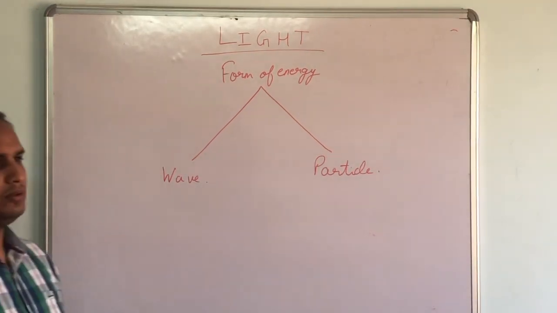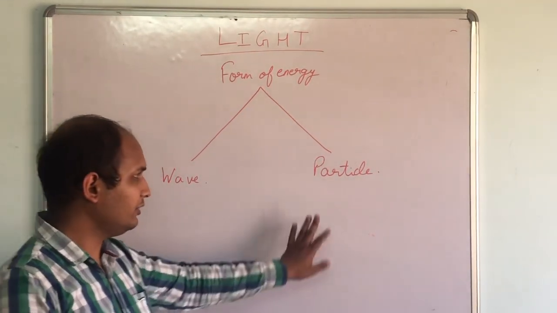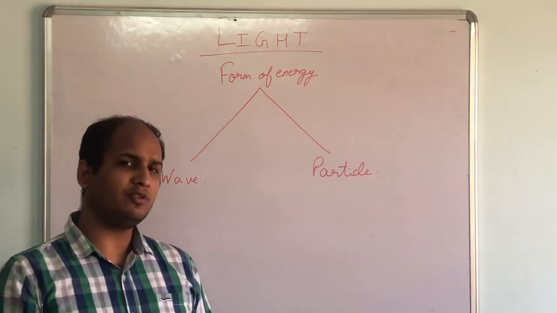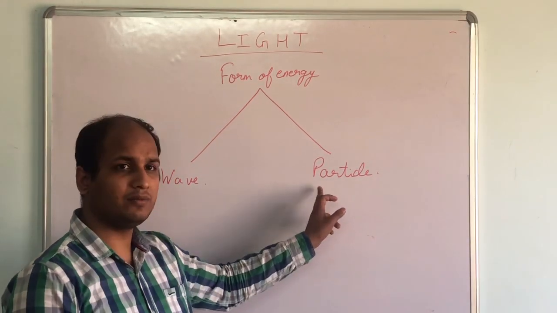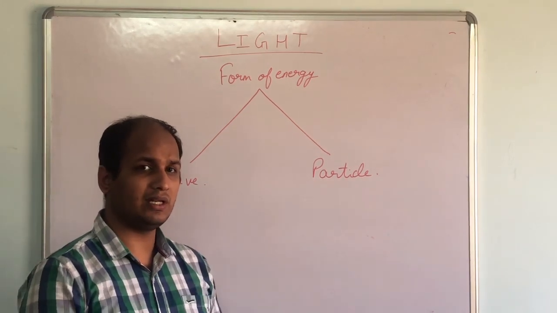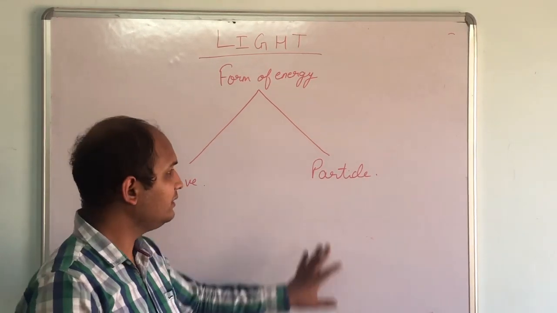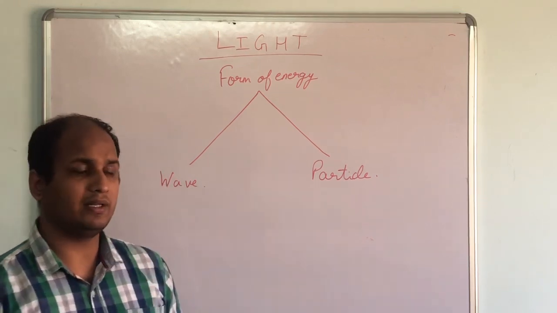Wave nature, you all know light travels in the form of wave, but what do you mean by this particle nature? Have you ever observed the Tyndall effect? Yes. In that Tyndall effect, you might observe there are some particles due to which the light used to scatter. That means light is also having some kind of particle nature.